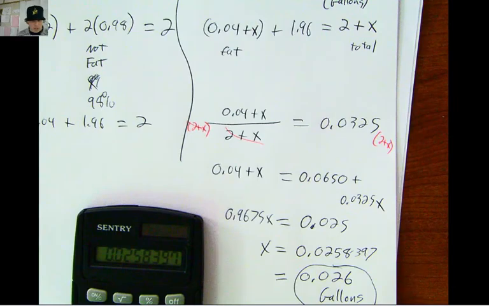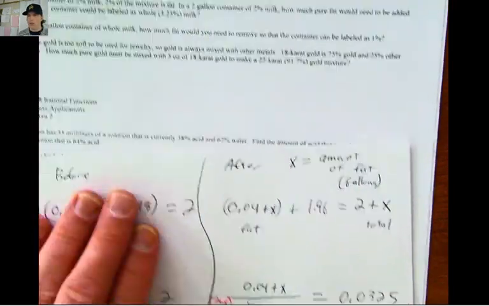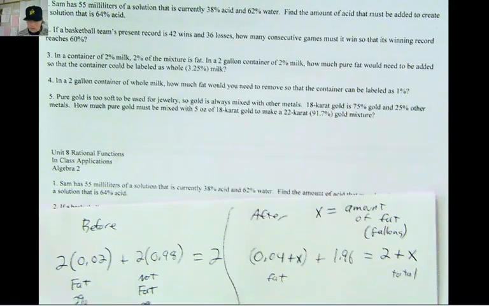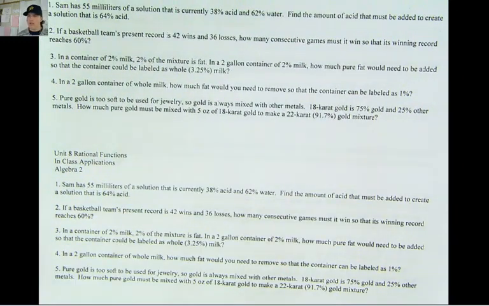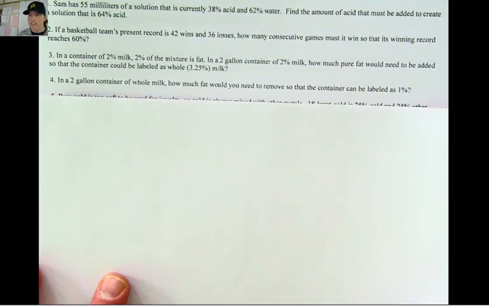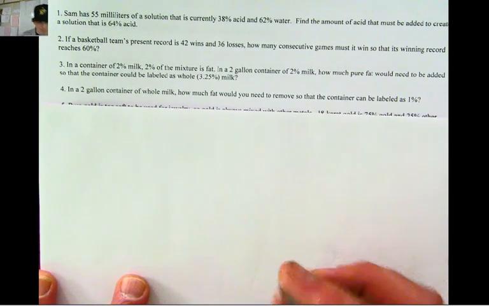Okay, let's take a look at number 4. Read through number 4. 2 gallon whole milk. So we still have whole milk. Oh, we have whole milk this time, but we want it to get down to 1%. So this one's going to be a little bit different because we are removing stuff to get there.